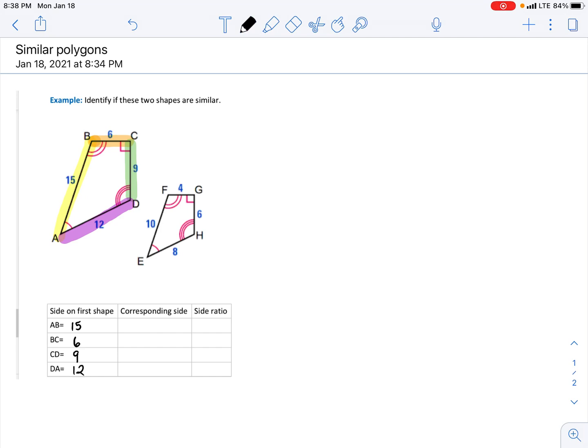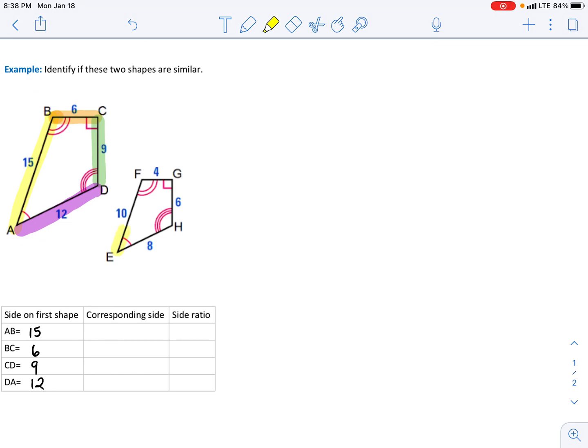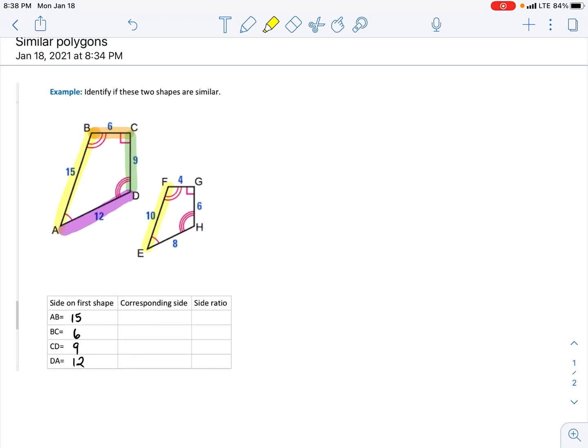Okay, now I want to determine the corresponding sides looking at my shape EFGH. So here I see that AB and EF are corresponding sides. See how angle A has this one curve and angle B has these two curves. You will see a similar idea when you look at angle E and angle F. Okay, and so EF is my corresponding side, and we can see that that length here is 10.